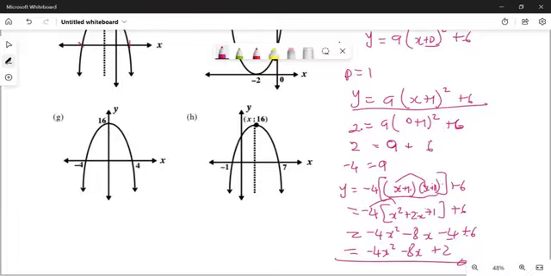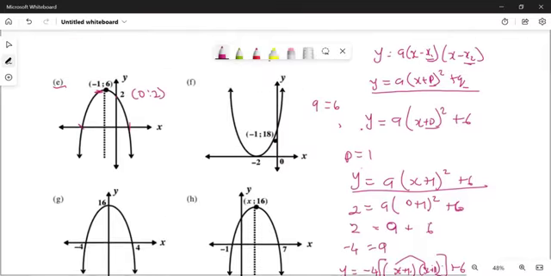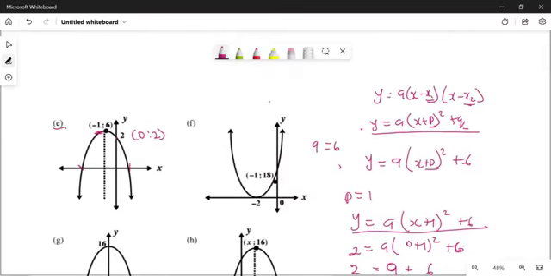And we can do number, let's look at the following. Number F.